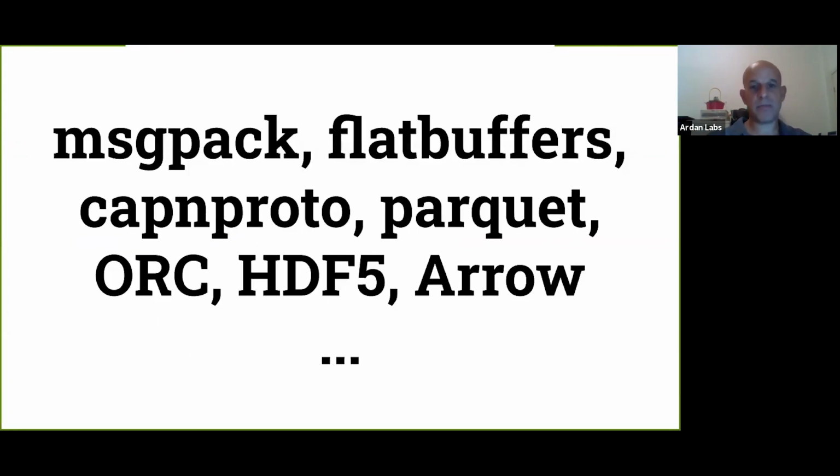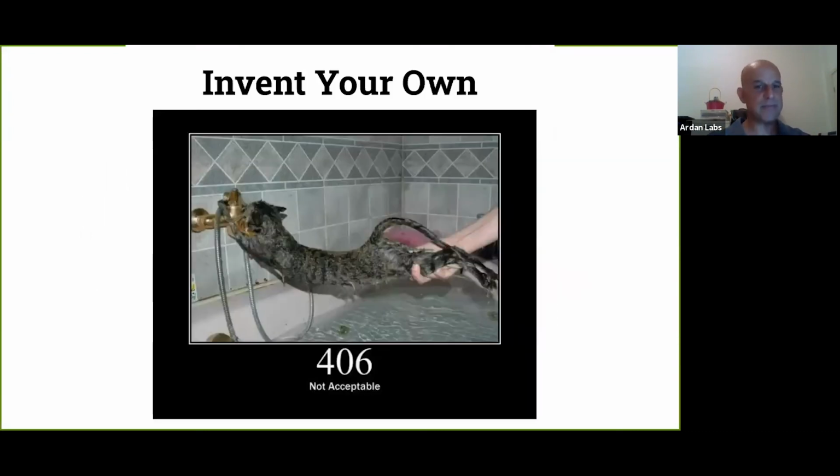And apart from that, there's MessagePack and FlatBuffers and Cap'n Proto, Parquet, ORC, HDF5, Arrow, and you name it. There are many, many other things. The only thing I ask is, please don't invent your own. There are enough. Trust me, there are too many as is. So whenever you need some kind of serialization, don't invent your own.